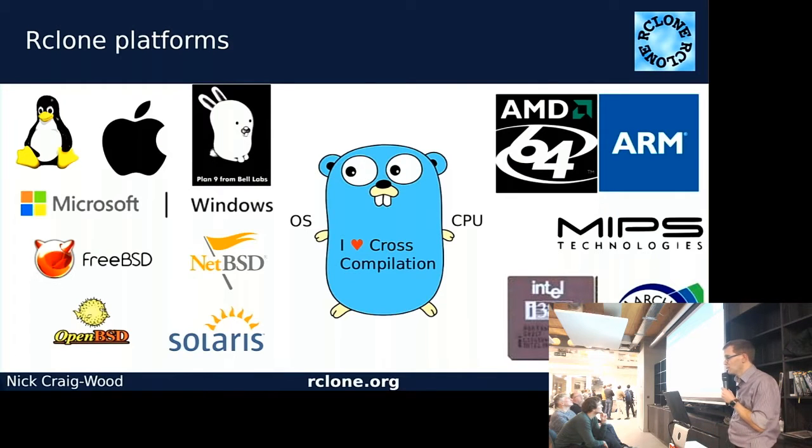Rclone runs on a whole heap of platforms, thanks to Go's amazing cross-compiling abilities. It's licensed under the very liberal MIT license, which means it gets bundled into all sorts of things, like Synology NAS and other products. Nearly all the platforms are cross-compiled on a Linux host as part of the Travis build, all except for Windows and macOS, which I had to build natively.